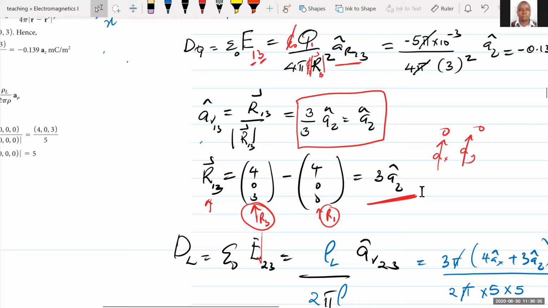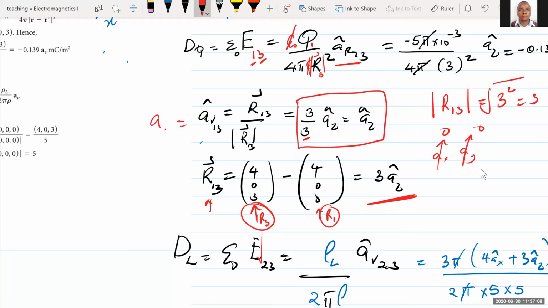But if you are now to find the magnitude of R13, which I think I never did because I took it for granted, we have seen that R13 is equal to 3aZ. So we just need to say 3 squared, square root, and therefore this gives you 3. And that is why this becomes 3aZ divided by 3, and this gives you our unit aZ. So therefore our aR13 is equal to aZ, which is the unit vector.